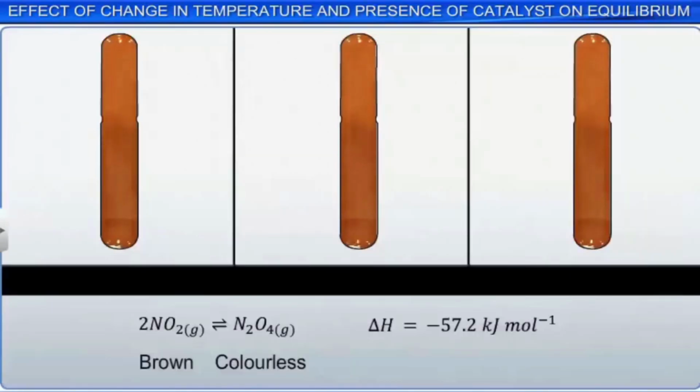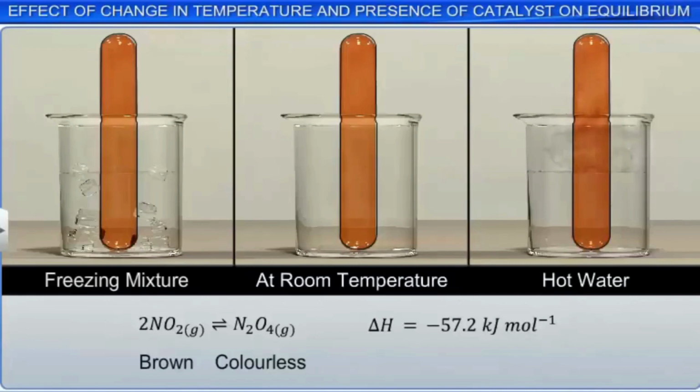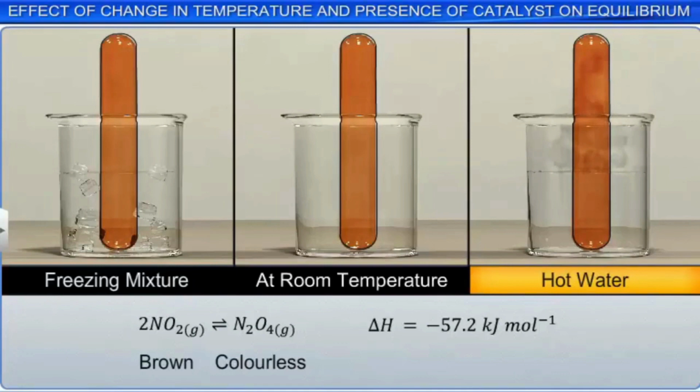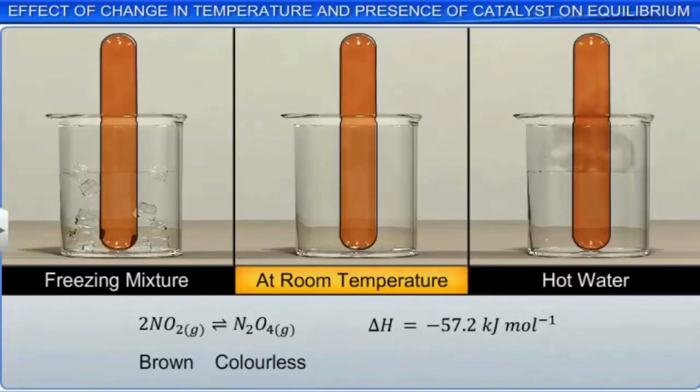The three identical sealed tubes that you see here contain nitrogen dioxide in equilibrium with dinitrogen tetraoxide. As you can see, all three tubes contain the same amounts of NO2 and N2O4 and have the same brown appearance. Now, out of the three sealed tubes, one is placed in a freezing mixture, one in hot water, and one is left at room temperature. What do you observe?